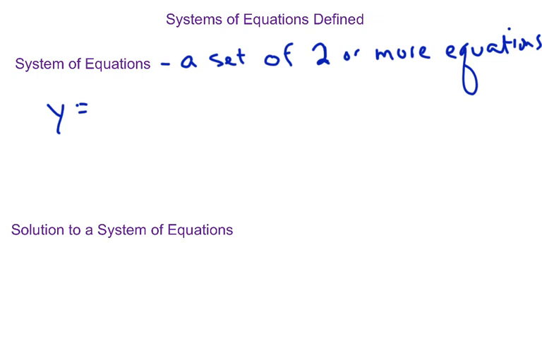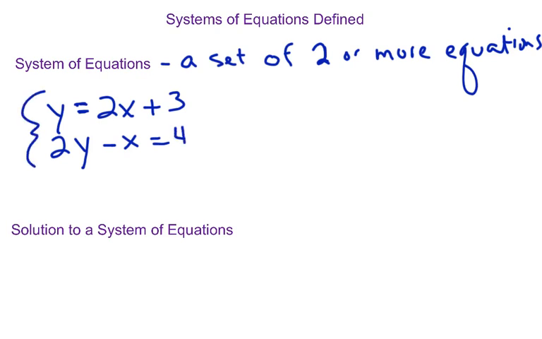Oftentimes systems are written above one another like this, and sometimes they will have a little bracket in front of them. Again, it can be two or more equations, so it may be 3 equations, it may be 4 equations. They will all relate to the same situation.